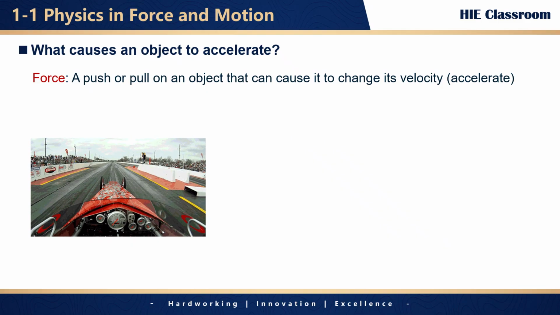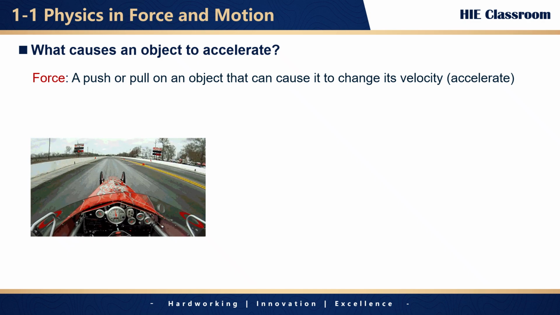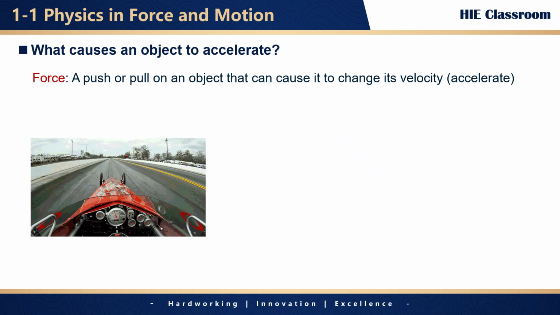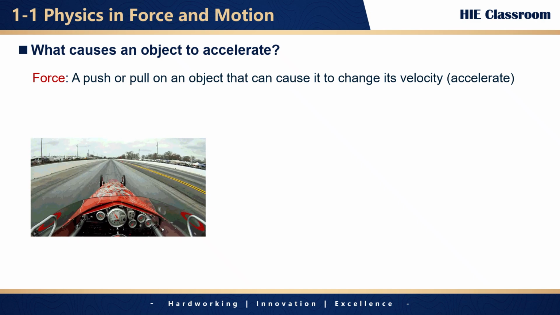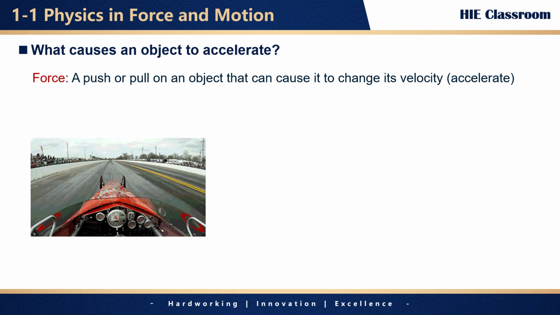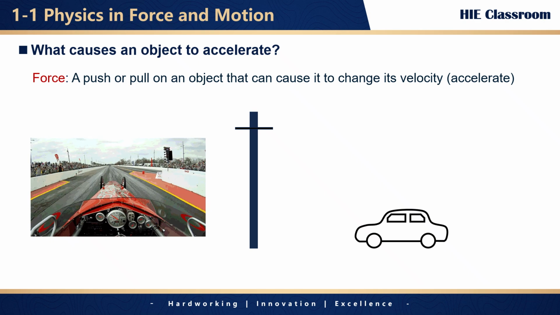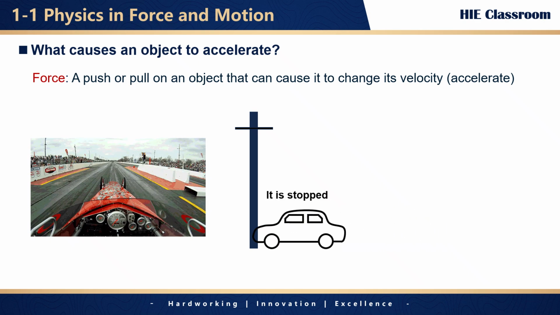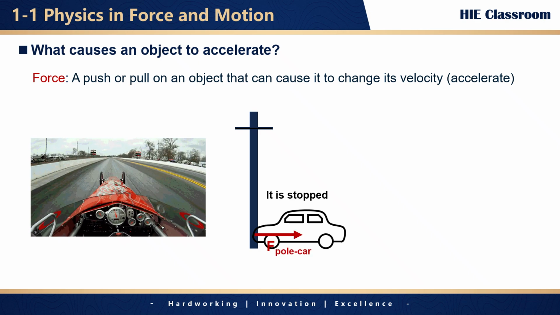Let's think about a couple of everyday examples. When a car moves forward, it's not just the engine doing the job. The engine provides power, but it's actually the friction between the tires and the road that pushes the car forward. The friction force acts in the direction of motion and causes the car to accelerate. On the other hand, if a car crashes into something, for example a telephone pole, the pole will apply a force onto the car and bring it to a stop.